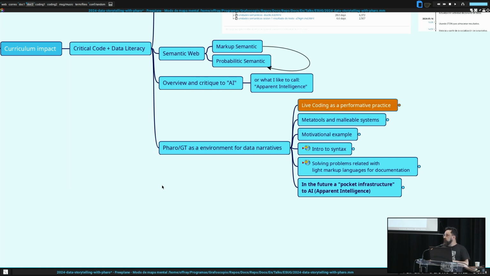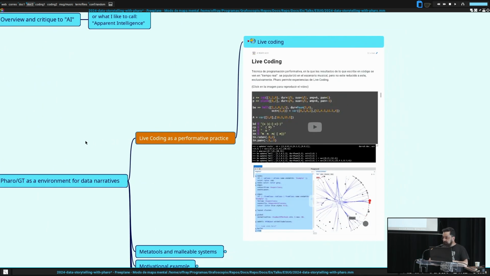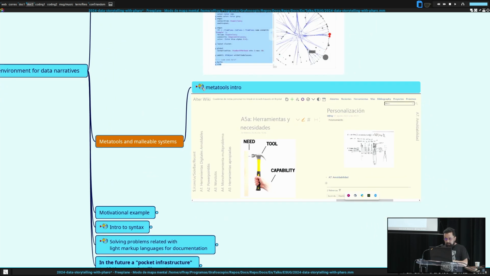And as I told you, we are far away from the hello world introduction to computing. So we start by presenting live coding as a performative practice. We use music, like the one that Domenico presented to us. We use visualization with Rosa, like this way of interacting and being in a dialogue with the computer for performative practices. And we introduce the idea of meta tools and malleable systems. I will show you this.